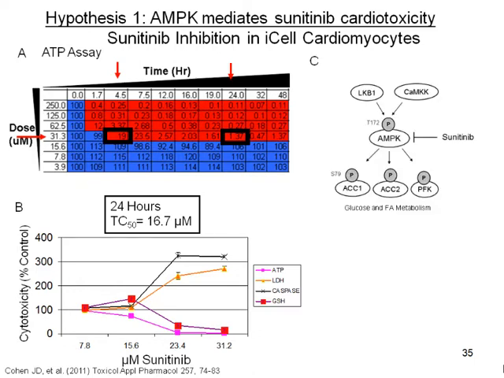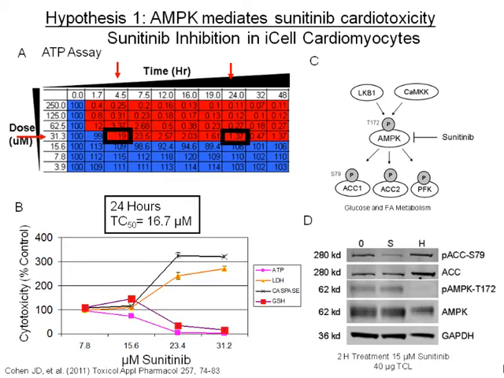Sutent inhibits downstream signaling of AMPK and not the upstream phosphorylation by either LKB1 or CaMKK. So first I just wanted to confirm by Western blot that these cells are actually expressing AMPK and that we can in fact modulate its downstream signaling in this model.